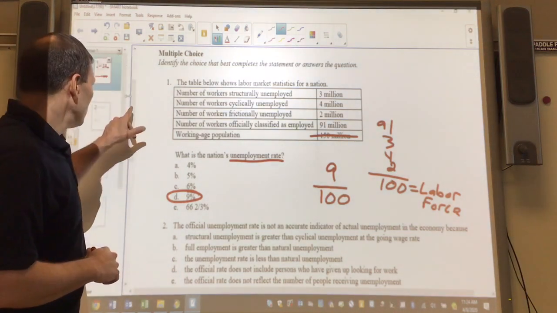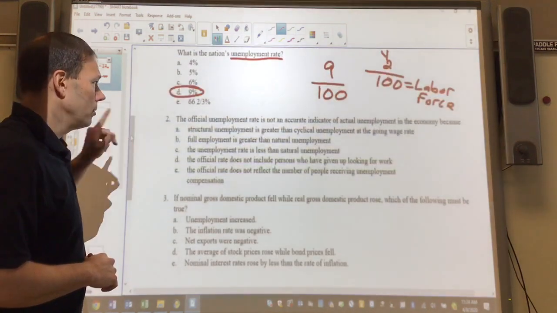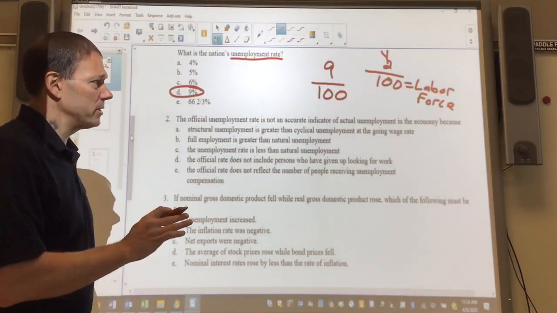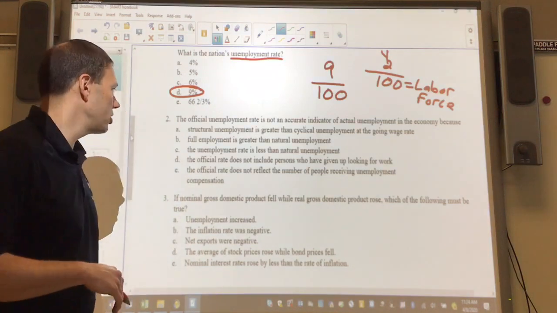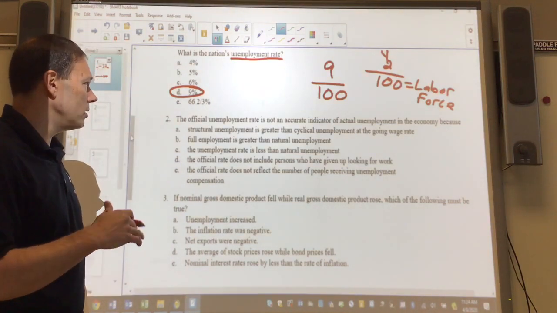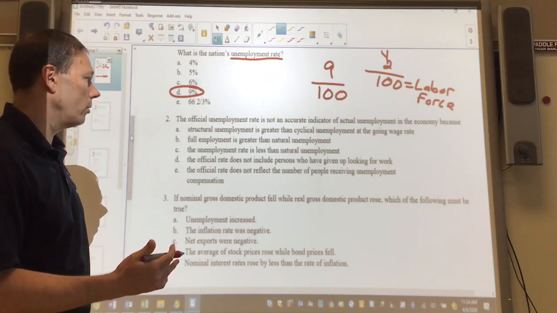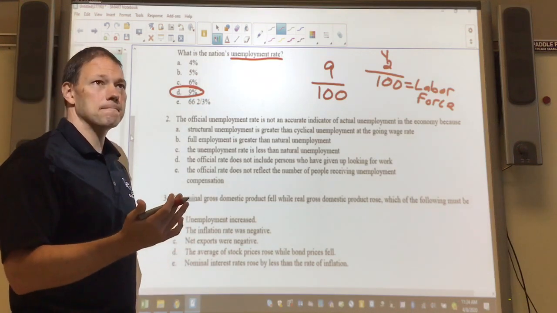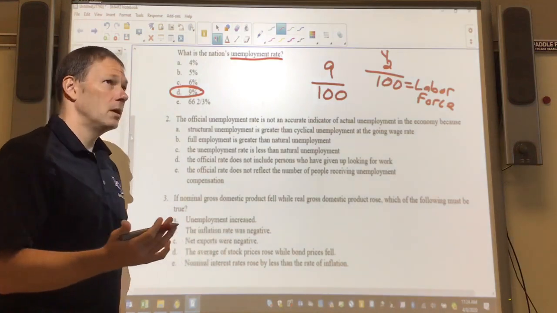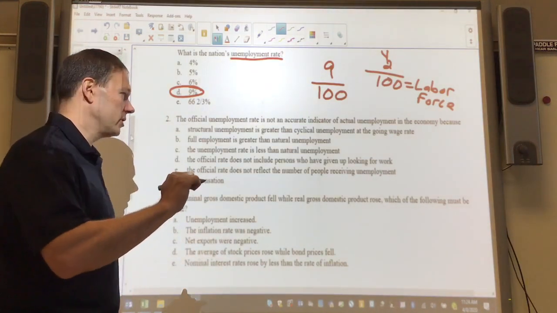All right, let's look at number 2. The official unemployment rate is not accurate. And we've talked about this before. I know it's been a while. Obviously, it's been since January. But the problem that you run into with the unemployment rate is something that we call discouraged workers.